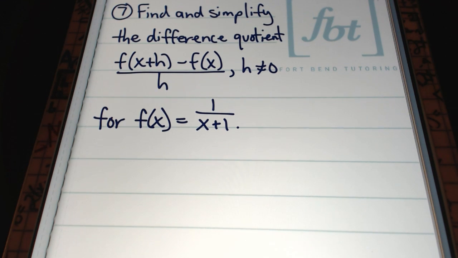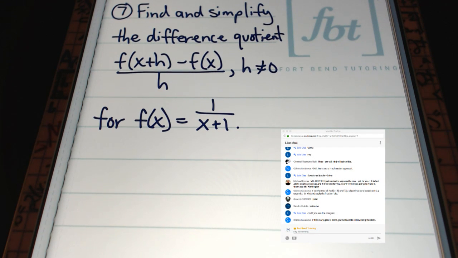Genesis is in the house, by the way. Let's go ahead and show Genesis a little love on the screen here. Genesis is right there, guys. There's Genesis and the rest of the chat helping me out today on the difference quotient topic. Let's keep it moving, guys.